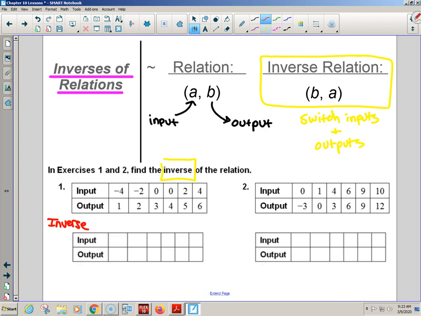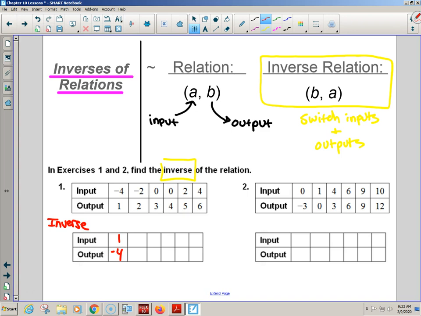Yeah. Not opposite, but switch. If it's easier, you might say flip. Meaning, 1 is going to go with -4 still, but 1 is now the input. -4 is now the output. Instead of putting that in and getting that out, we're going to put in a 1 and get out a -4.